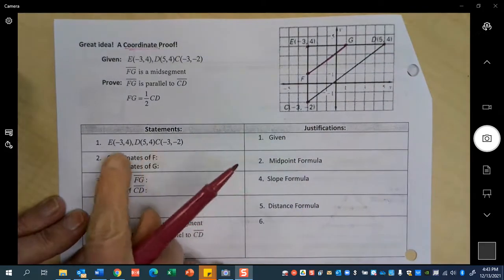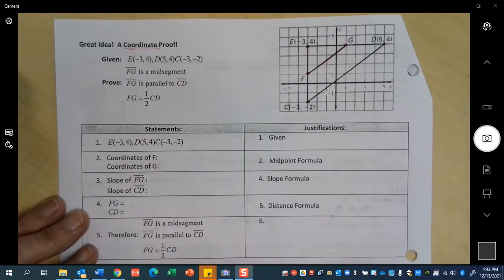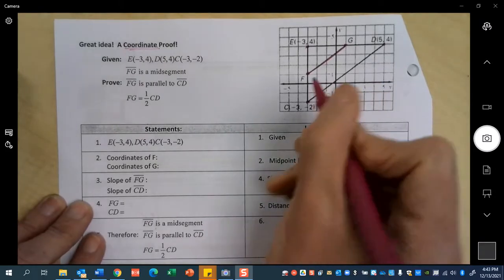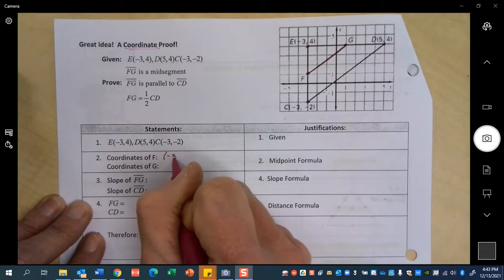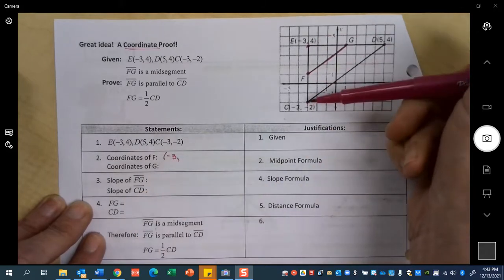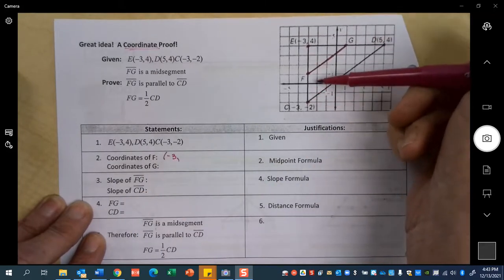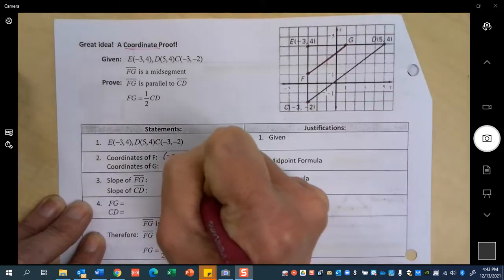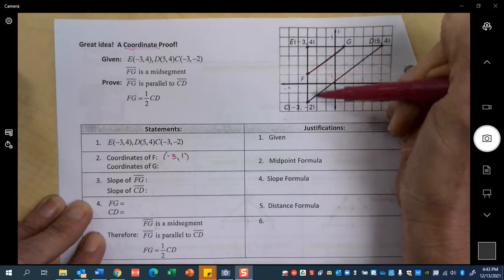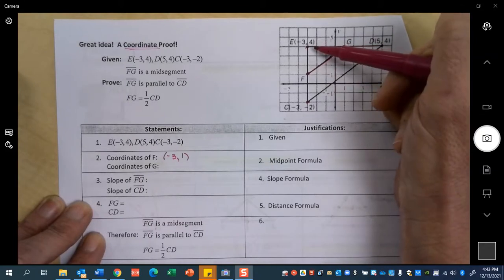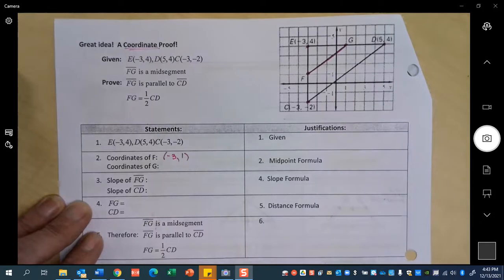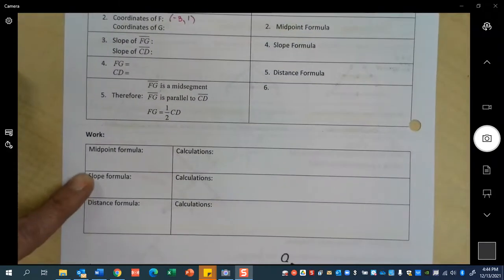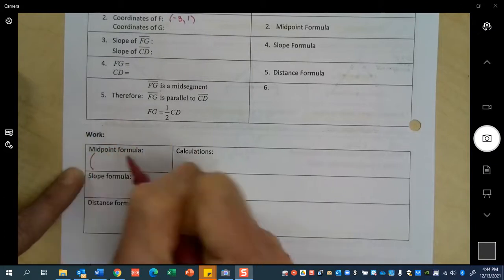All right, so here's our proof. We've been given these coordinates. We'll go ahead and talk about the coordinates for F. Over negative 3, which is the same as E and G, but then its y coordinate is going to be up 1, which is going to be half of the distance between 4 and negative 2. And we can talk about those calculations that we can get from those midpoints by using our midpoint formula.